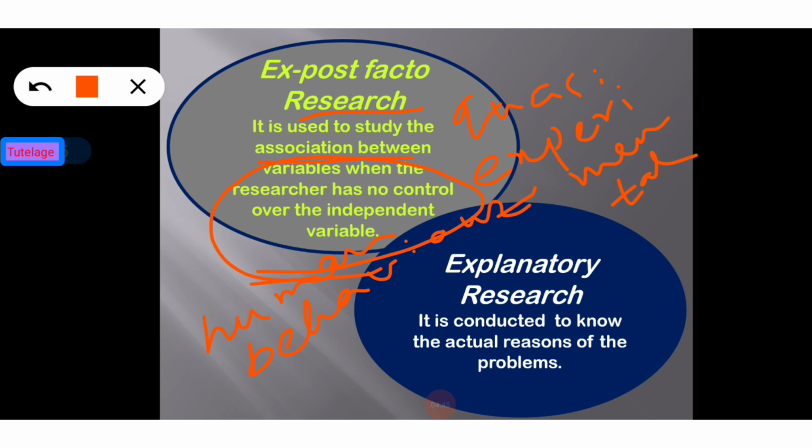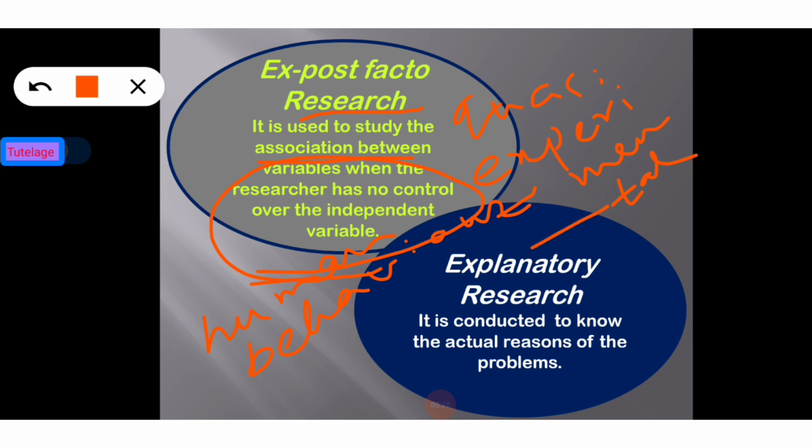Basically, it helps to study the association or relationship between two types of variables when there is no manipulating independent variable, because that means the researcher has no control over the independent variable. Clear? So now going to the next research, that is explanatory research.